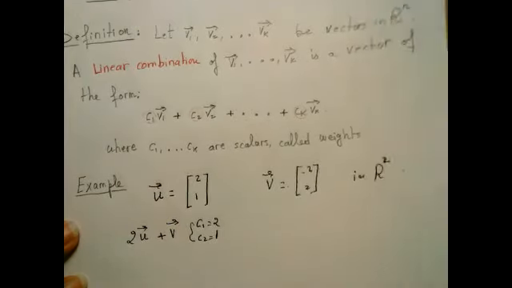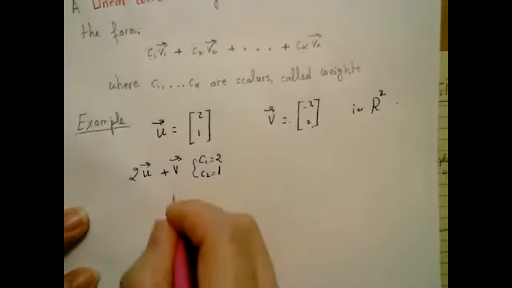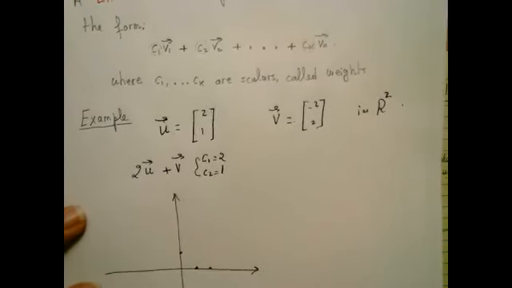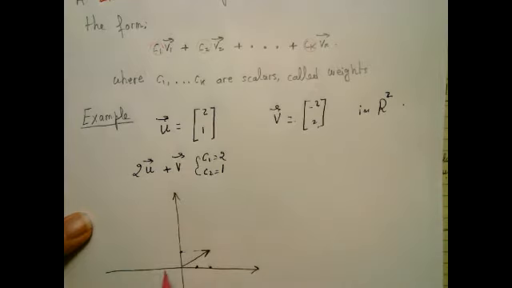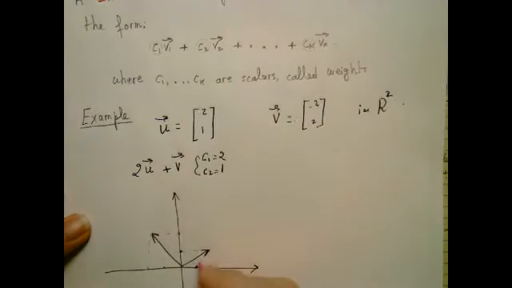And geometrically, what is 2u plus v? So geometrically, it means the following. You have the vector (2, 1). That's my u, right there. My v is (-2, 2). Okay, that's (-2, 2). So these are my main vectors. That's my u, and that's my v.